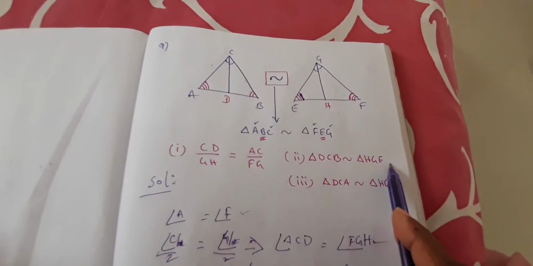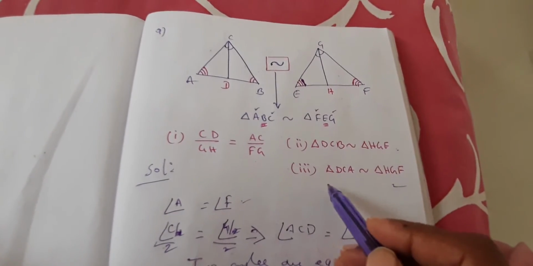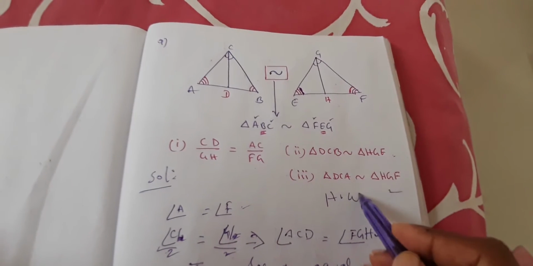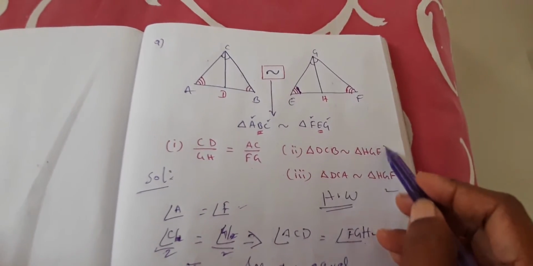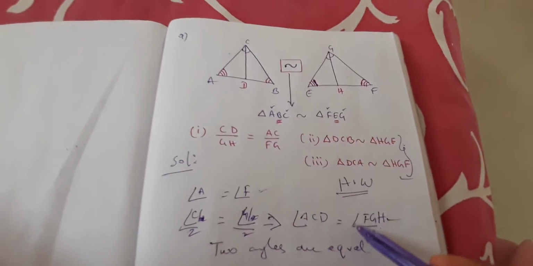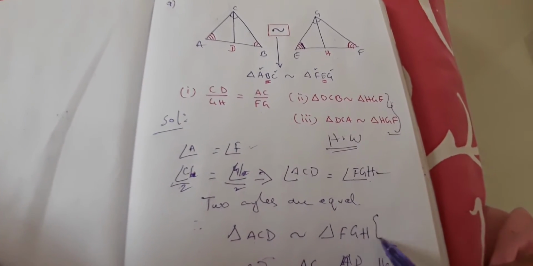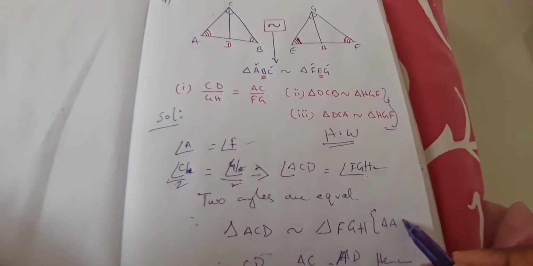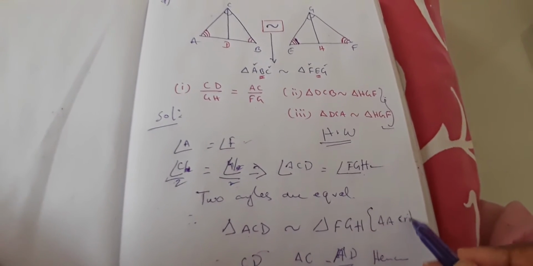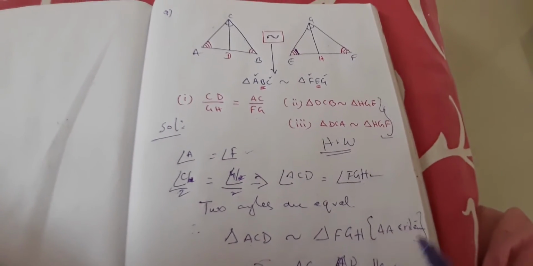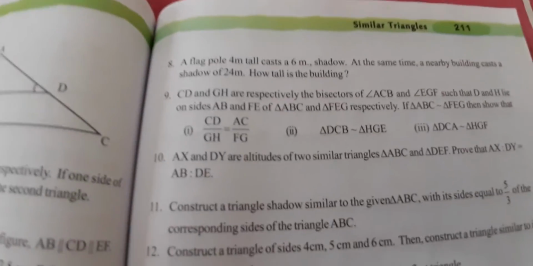So these two you have to prove by yourself. This is your homework part. So these two things like this you have to write, based on the angle congruency or angle criterion. Okay, right. Now let us see the next problem.